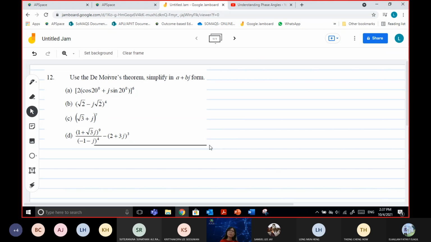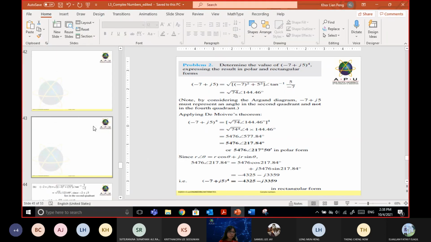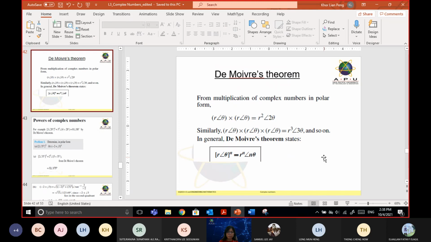You are required to use de Moivre's theorem, simplified in the a plus bj form. That means you need to use de Moivre's theorem here because you can see there's a power of 4 and a power of 6. Then it will be easier for us to use de Moivre's theorem to evaluate it. Remember, when we apply de Moivre's theorem, the complex number must be in the polar form.